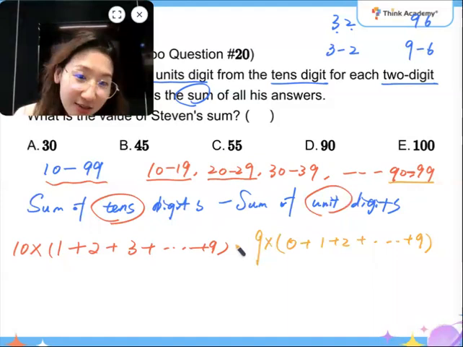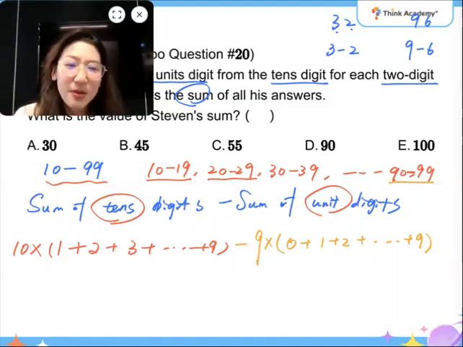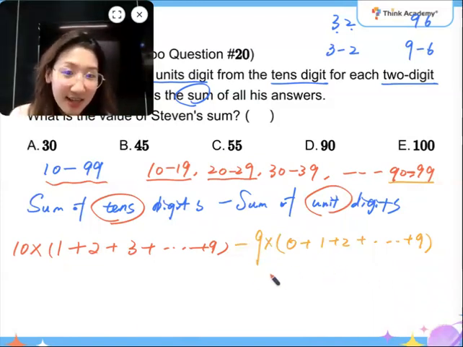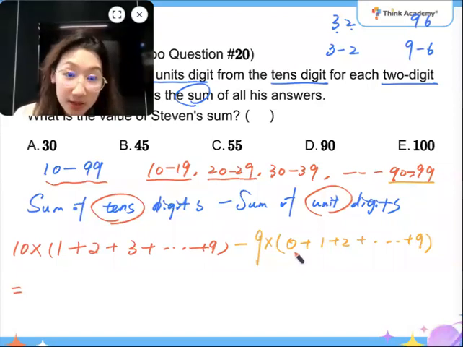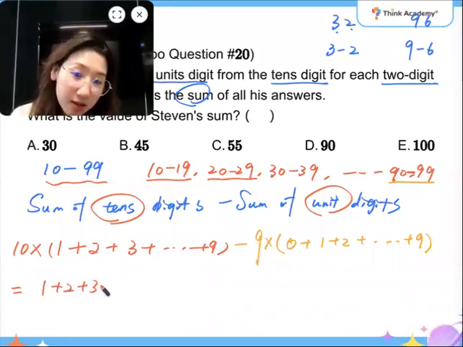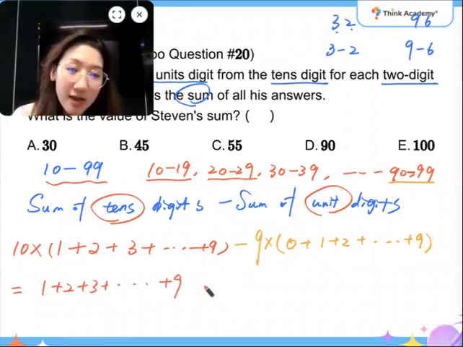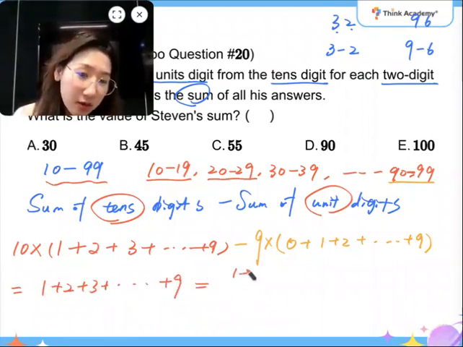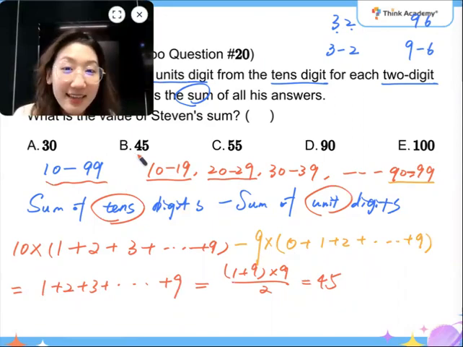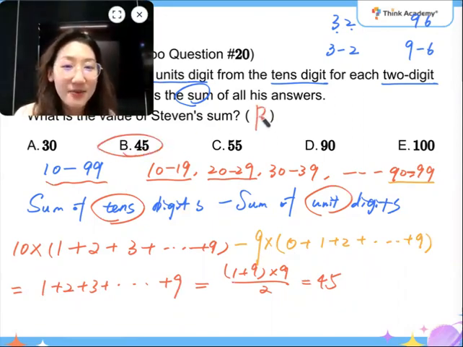So you can just do the subtraction. But of course, everyone, you don't need to find the actual value yet. You just need to see that here there are 10 lots of them, here 9 lots of them, and the 0 doesn't make a difference. So the difference would just be 1 lot of them. If you want to add from 1 to 9, you can do 1 plus 9 times the number of terms divided by 2, and that's going to give you 45. So that's the answer, actually, B.